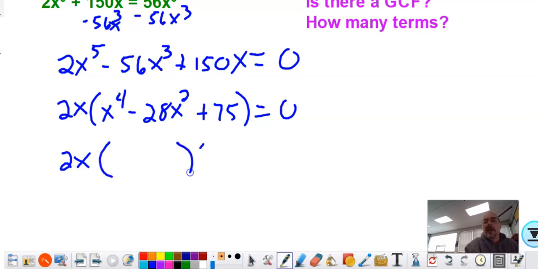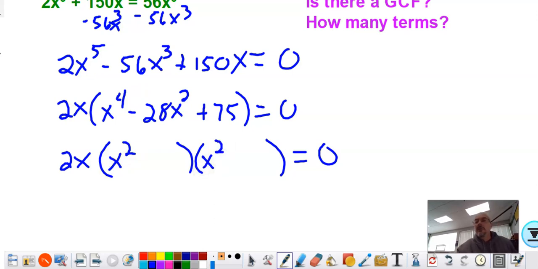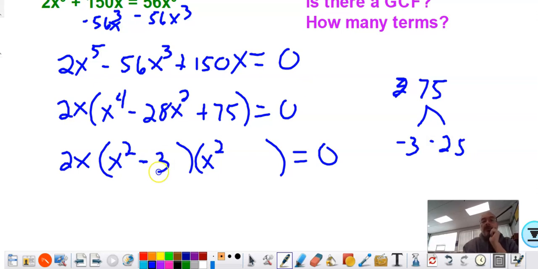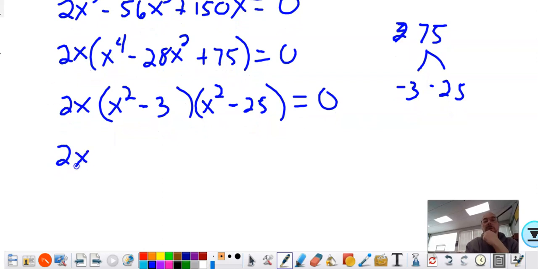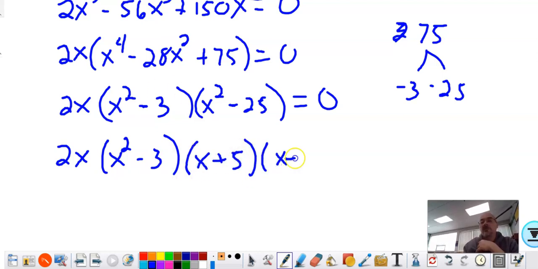Okay, now I'm going to factor that. X squared, x squared. Let's see, factors of 75 that add up to negative 28. Well, that one's a little tricky. It's negative 3 and negative 25. So I'm going to put x squared minus 3 here and x squared minus 25 here. And guess what? We have another difference of 2 squares. So this now is, can't do anything with the x squared minus 3, but now this is x plus 5 and this is x minus 5.